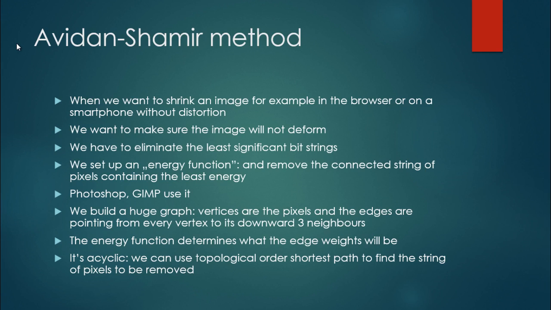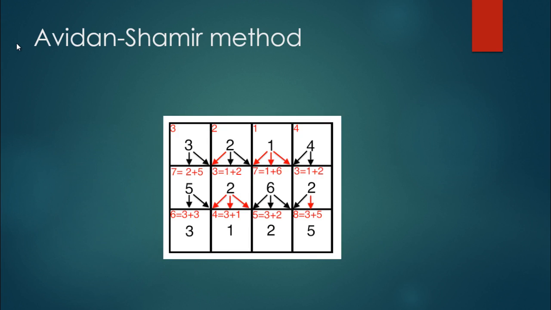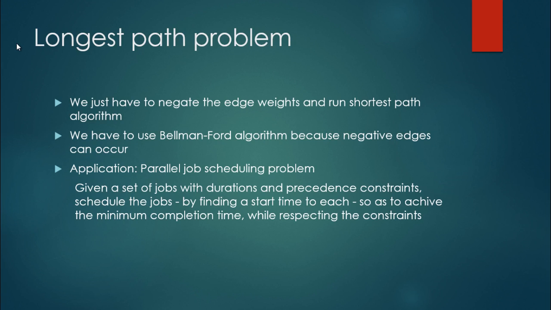And why is it good? Because as we have discussed earlier, it's very fast. Dijkstra's algorithm is not so fast, let alone Bellman-Ford. Bellman-Ford has quadratic complexity, but topological order shortest path is very, very fast. This is how we come to the conclusion of which strings of pixels to remove. So this is the graph, for example, for the Avidan-Shamir method.